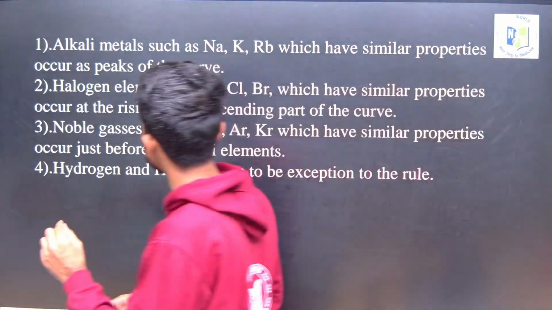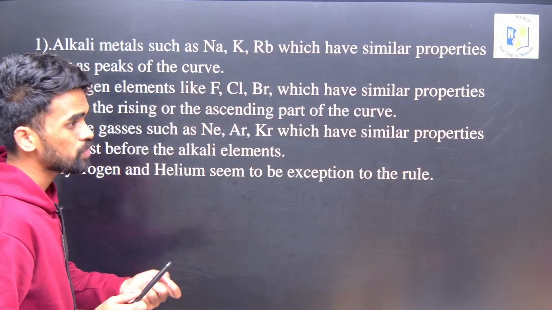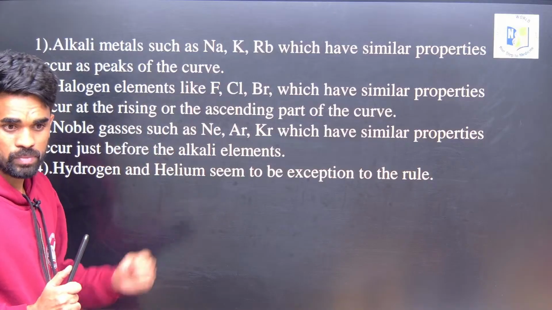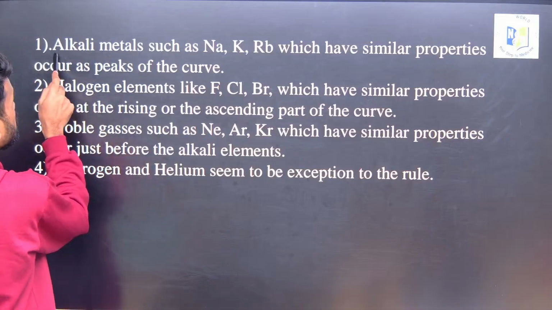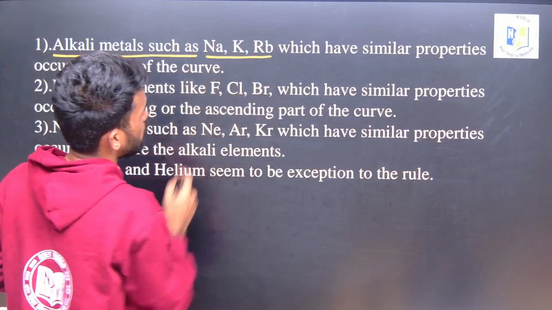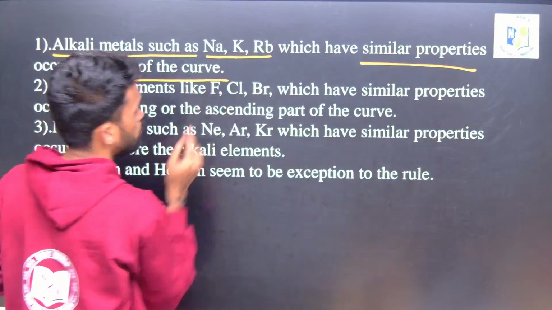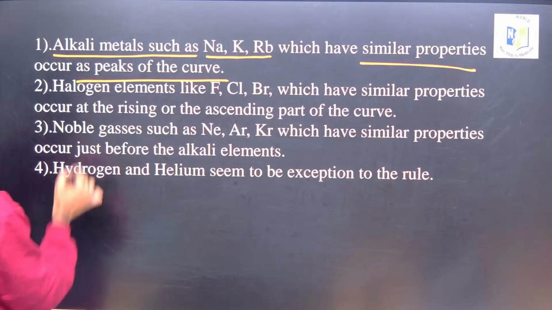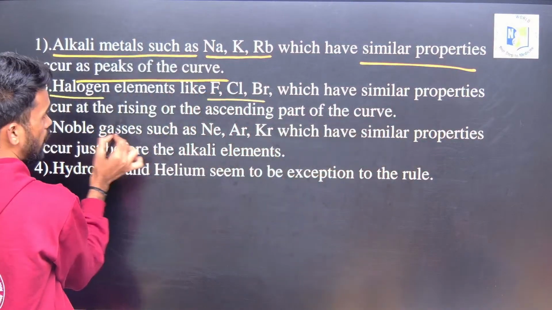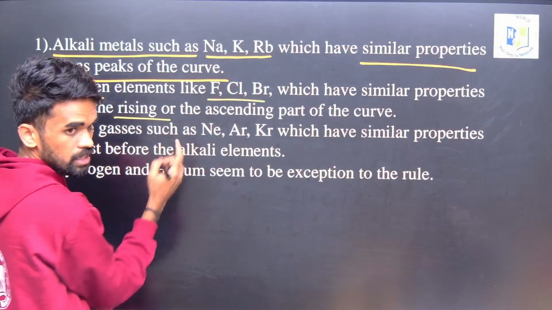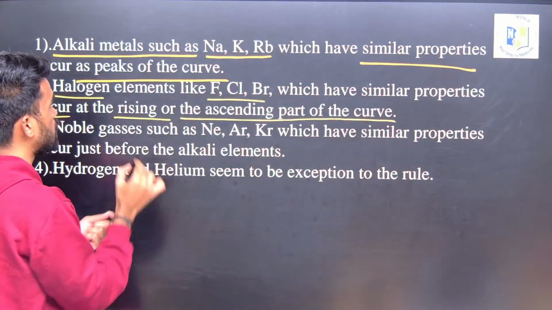So what are the points you need to remember? During the exam you can see this kind of question: what is the position of alkali metals in the curve? In the Lothar Meyer curve, alkali metals such as sodium, potassium, rubidium, which have similar properties, occupy peaks of the curve. Next, halogens like fluorine, chlorine, bromine, which have similar properties, occur at the rising, or ascending, part of the curve. This terminology you should also remember.